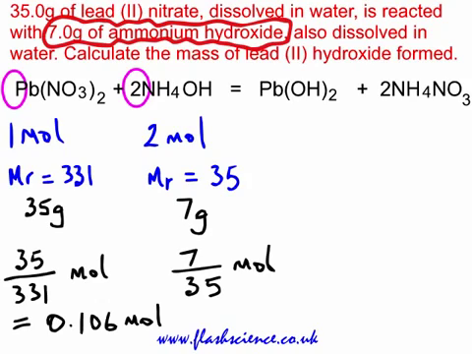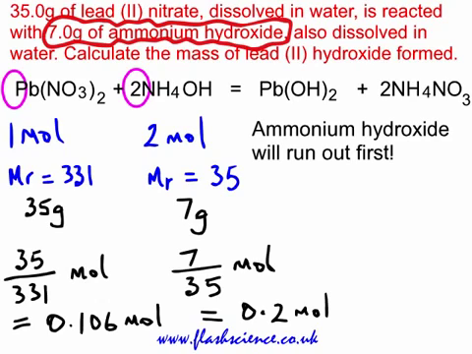So in regard to ammonium hydroxide, 7 grams in the question, we divide by the formula mass 35 to change it to moles, and that comes out to be 0.2 moles. You might like to pause here and figure out for yourself which chemical is going to run out. And it's the ammonium hydroxide that is going to run out.